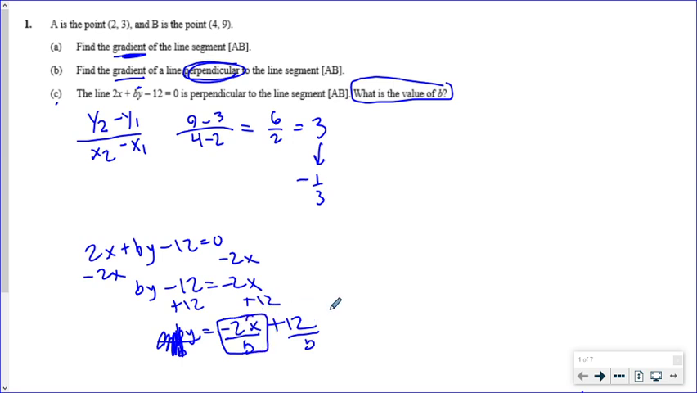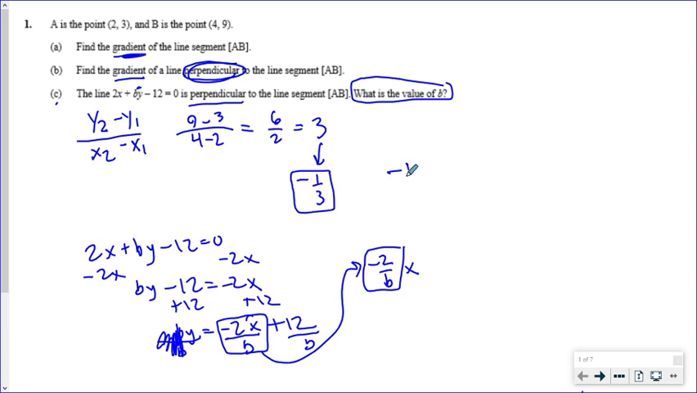So remember, this is the equation of the perpendicular line. So I want to pay attention to the slope here. So this is negative 2 over b x. So then negative 2 over b is my slope. If they tell me that my perpendicular slope is supposed to be negative 1 over 3, then I know negative 1 over 3 has to equal negative 2 over b, because it's my perpendicular slope.